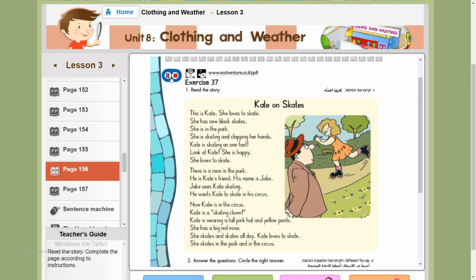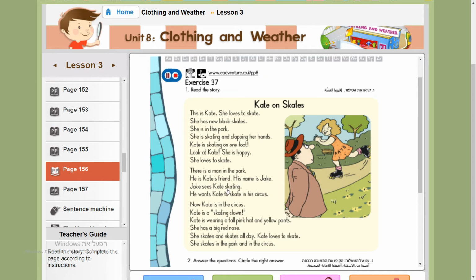This is Kate. She loves to skate. She has new black skates. She is in the park. She is skating and clapping her hands. Kate is skating on one foot. Look at Kate. She is happy. She loves to skate. There is a man in the park. He is Kate's friend. His name is Jake.